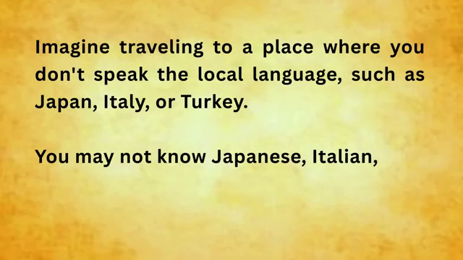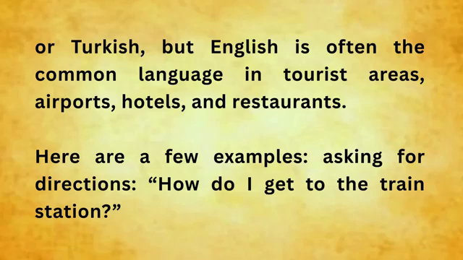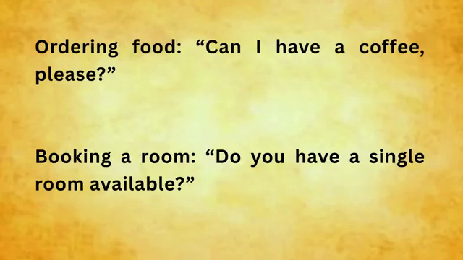Imagine traveling to a place where you don't speak the local language, such as Japan, Italy, or Turkey. You may not know Japanese, Italian, or Turkish, but English is often the common language in tourist areas, airports, hotels, and restaurants. Here are a few examples. Asking for directions: How do I get to the train station? Ordering food: Can I have a coffee, please? Booking a room: Do you have a single room available?